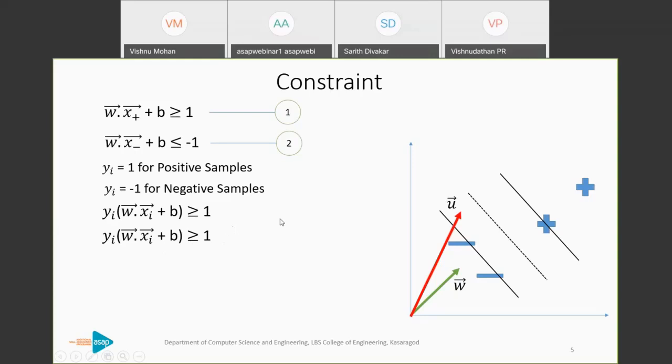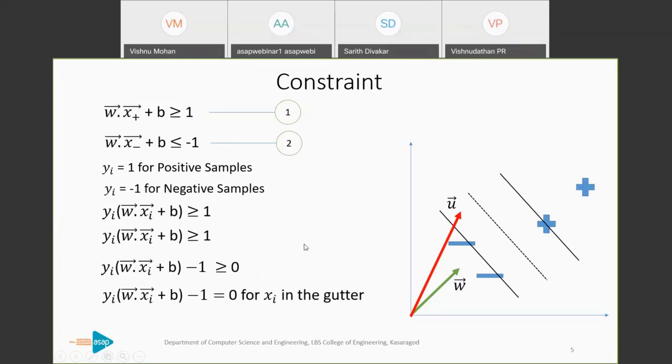Look at these two equations now. Are they the same? Yes, they are the same. Now you have a single equation with you. So I'm taking that one to the left side and just rewriting my equation. So it will be yi into (w dot xi plus b) minus 1 greater than or equal to 0. I'm just rewriting the equation.